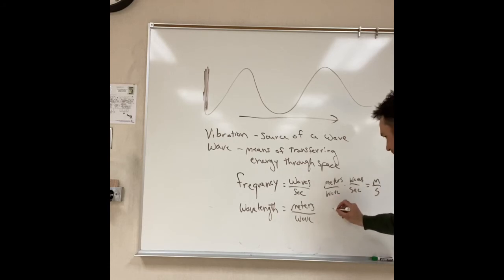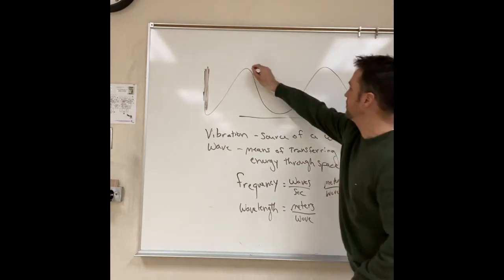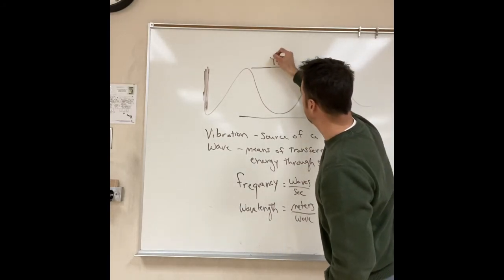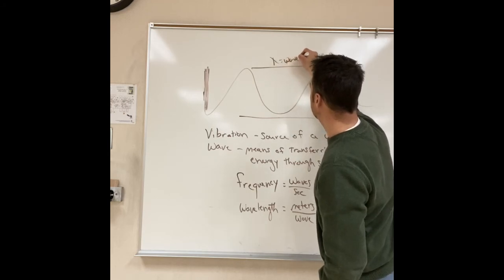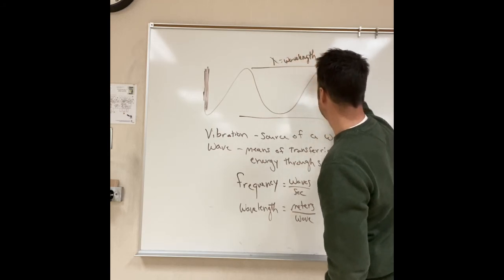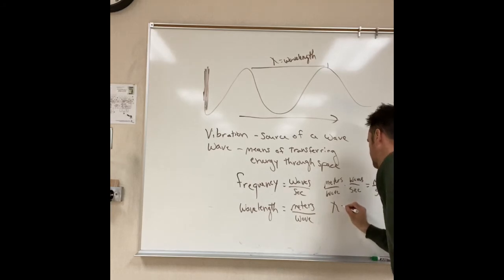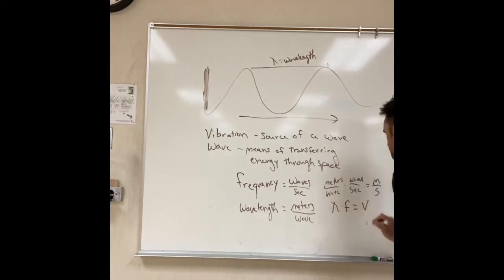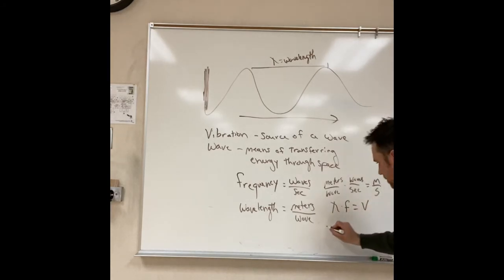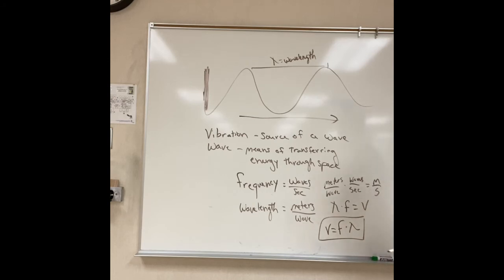So the wavelength, that's the distance from crest to crest, we use the letter lambda to represent the wavelength. It's a Greek letter. Lambda times the frequency is speed. Or usually we write it v equals f times lambda. This is the most important equation for waves.